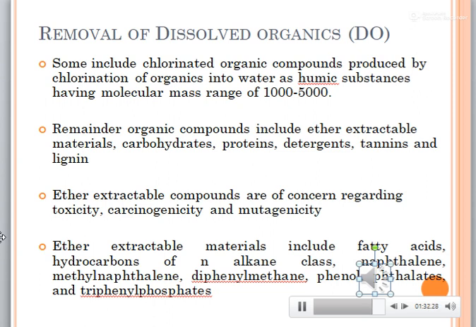In ether extracts are found many fatty acid hydrocarbons of the n-alkanes class, naphthalene, diphenylmethane, diphenyl, methylnaphthalene, isopropyl benzene, phenol, phthalate and triethyl phosphate.